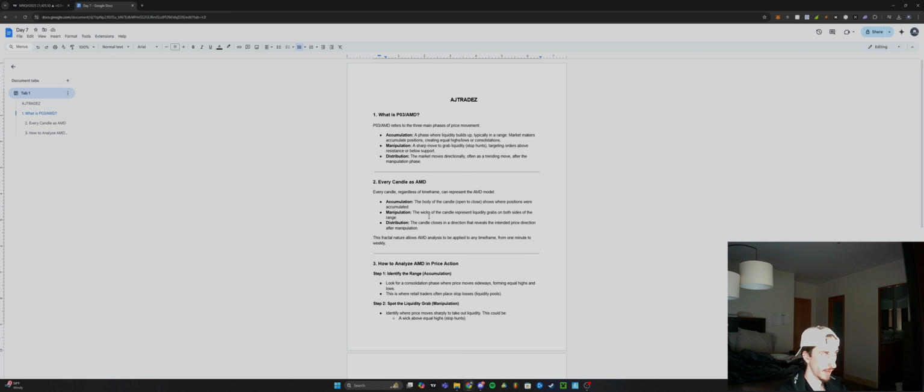And then, of course, you have distribution, which is the 3rd and final phase. So the market moves directionally, often as a trending move after the manipulation phase, right? So you need to think of it in such a way that every candle is technically an AMD, because every candle has an opening price. Every candle manipulates in some sort of direction or another and then distributes, right?